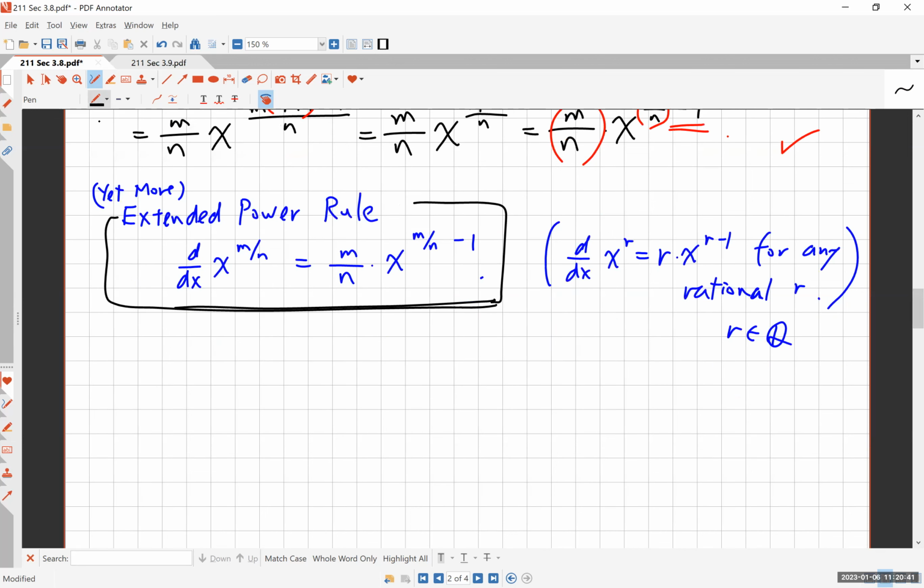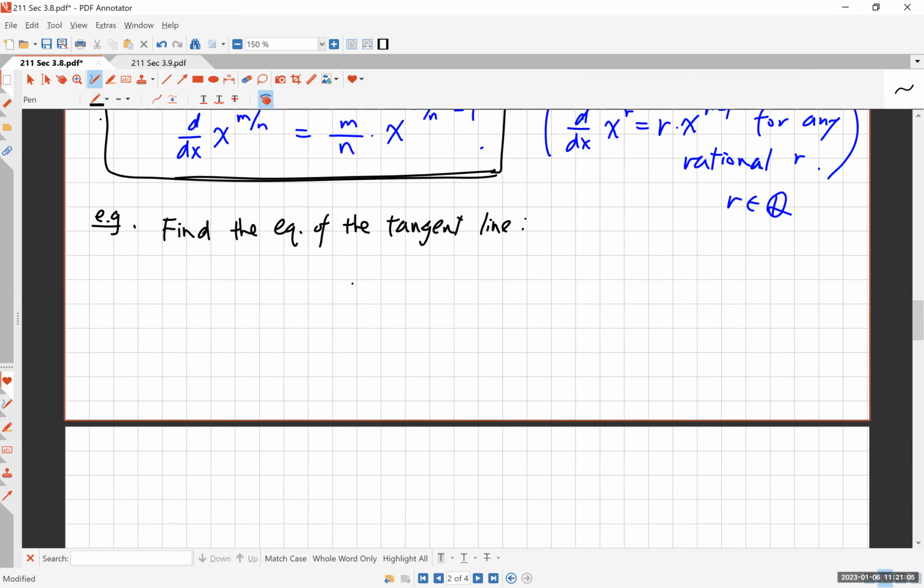Okay, let's do one example, and then we move into something even more fascinating. All right, so find the equation of the tangent line. Now, we haven't actually done a lot of these questions, equations of a tangent line, because this is assuming that you know how to write the equation of a line.